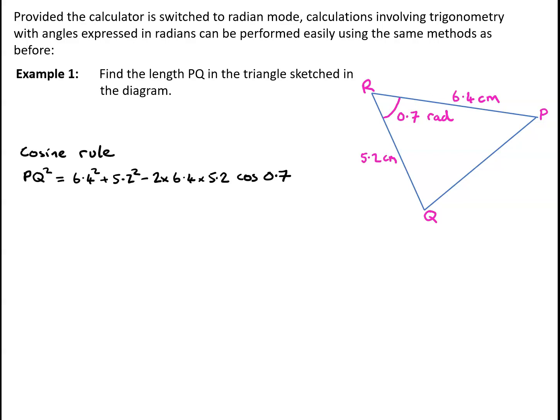So we've got PQ squared is 6.4 squared plus 5.2 squared minus 2 times 6.4 times 5.2 times cos of 0.7. And provided we are in radian mode, that will then give me PQ squared equals 17.092. So PQ is 4.134 centimeters.